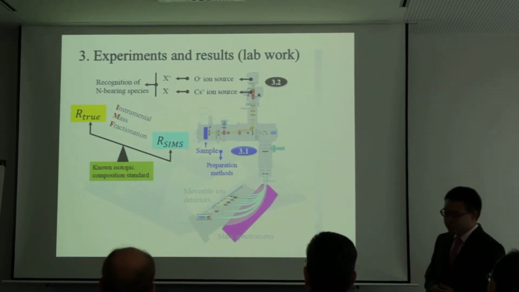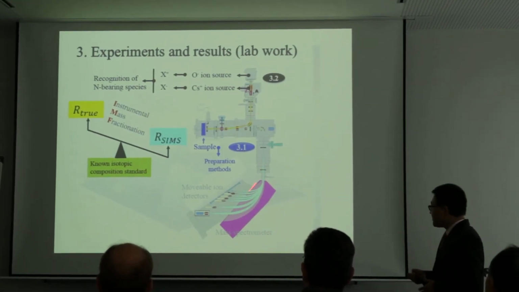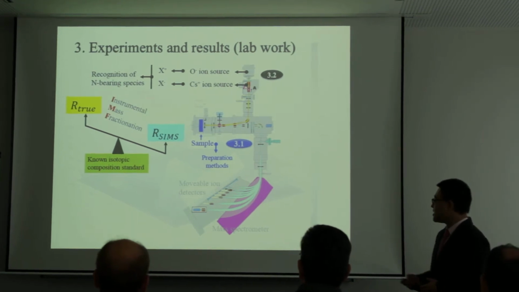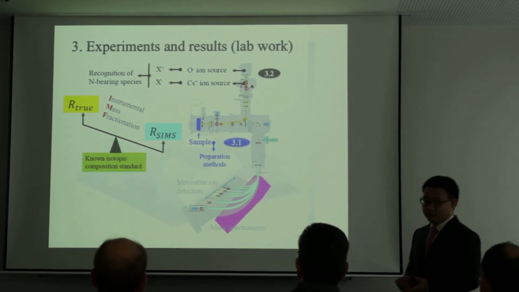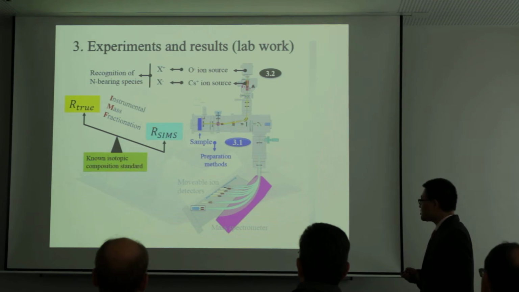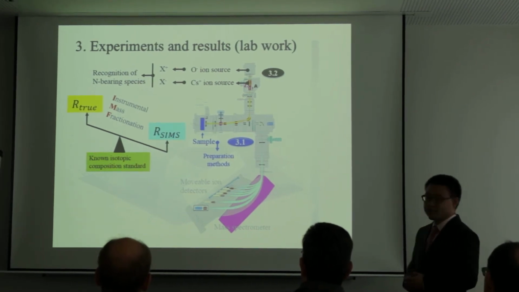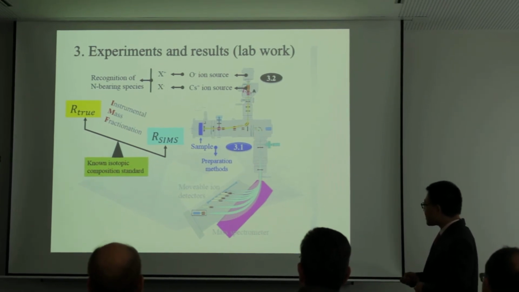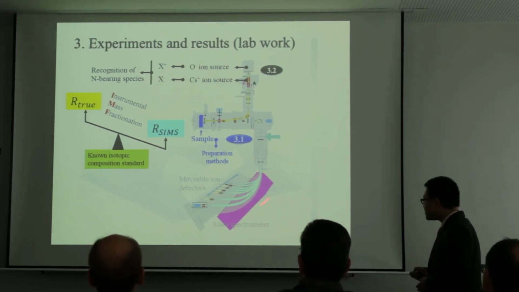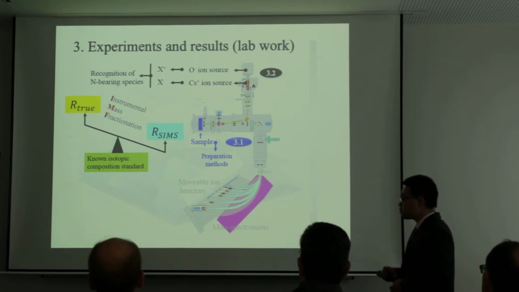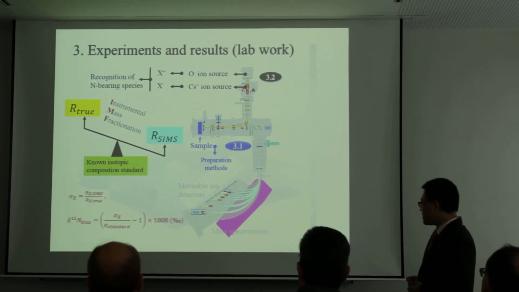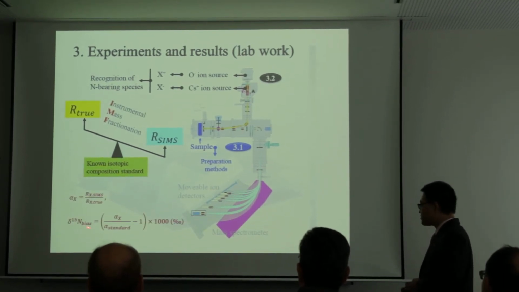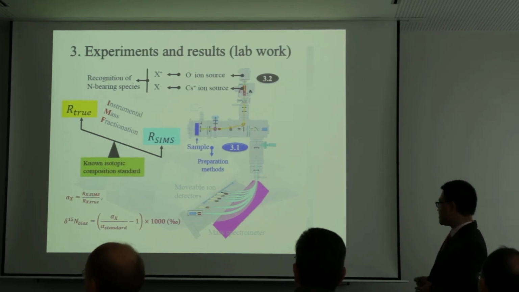Measuring natural isotope ratios using NanoSIMS, the challenges mostly come from the instrument mass fractionation. It results in our measured isotope ratios being different from the true value in the sample. Usually, we use a known isotopic composition standard measured in this instrument to study the instrument mass fractionation, which is calculated by delta 15 nitrogen bias using this equation.